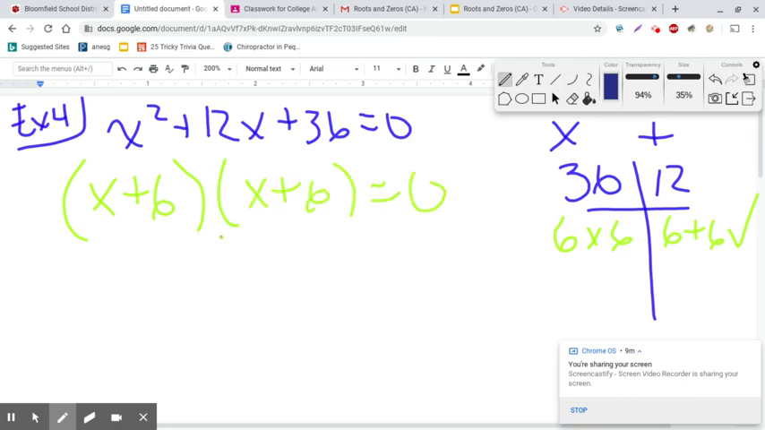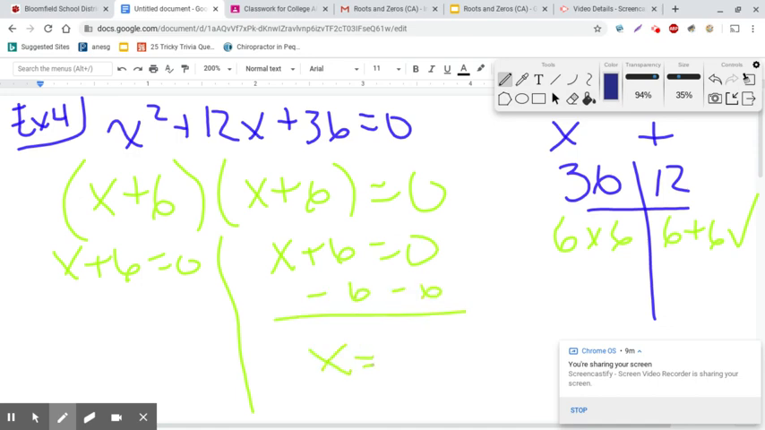Okay, so now we're going to solve this. x plus 6 equals 0 and x plus 6 equals 0. Okay, we subtract 6 from both sides. We get x equals negative 6. Sorry, on both of them.